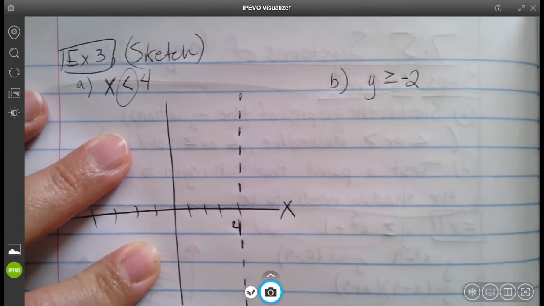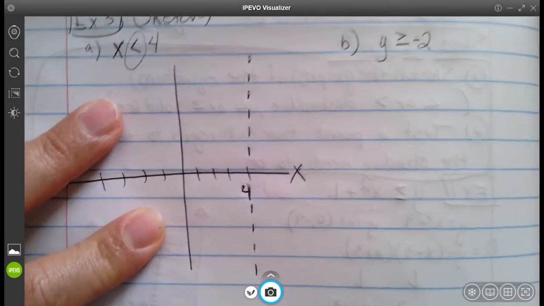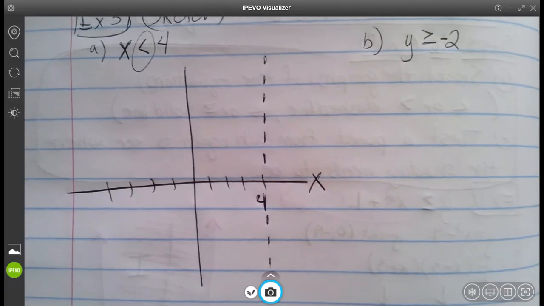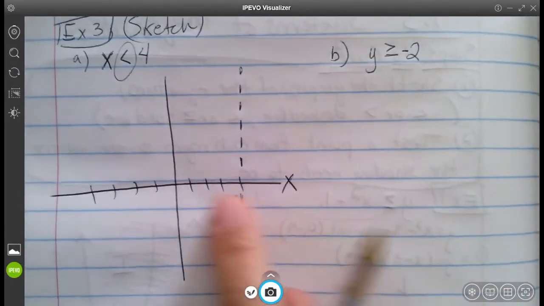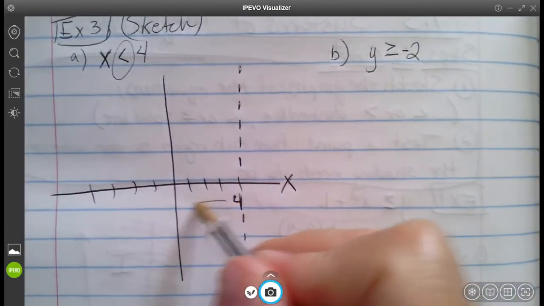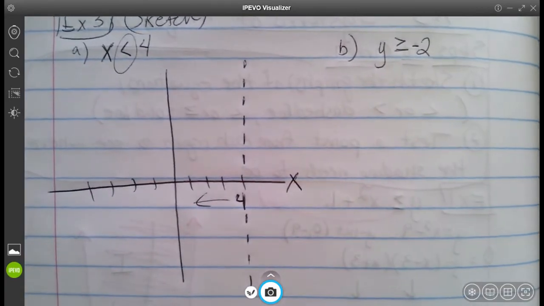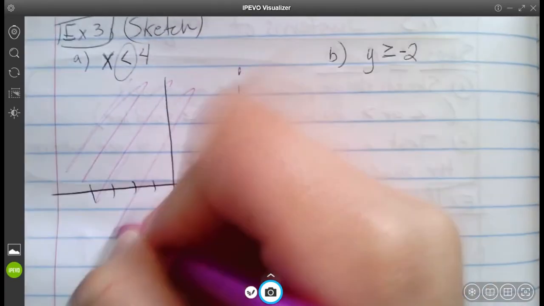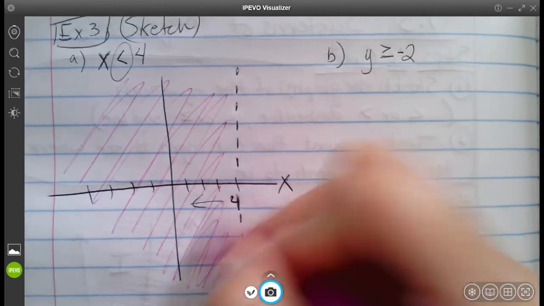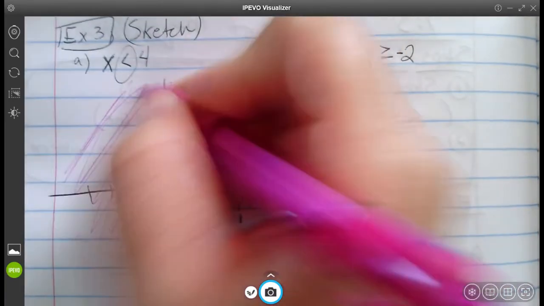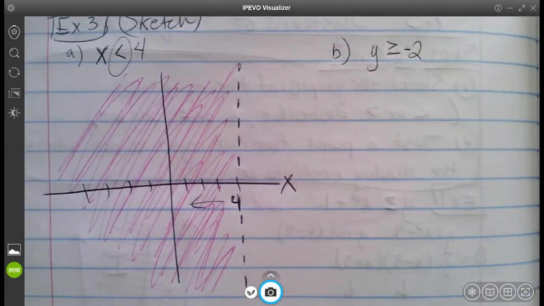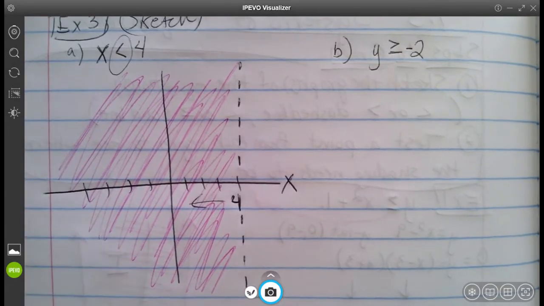Okay, and when you deal with the vertical lines, it's a little bit easier to see because all you have to do is say, well, x is less than 4. So anything less than 4 is going to be everything to the left. So it's everything over here. Okay, all this. Hopefully you color nicer than I do. And that's it. Easy as that.